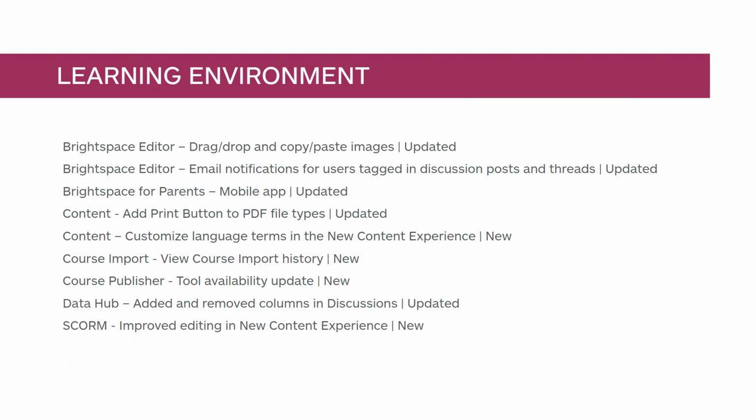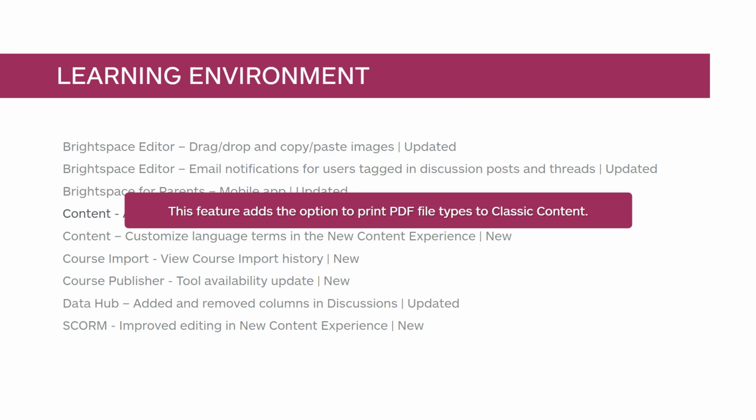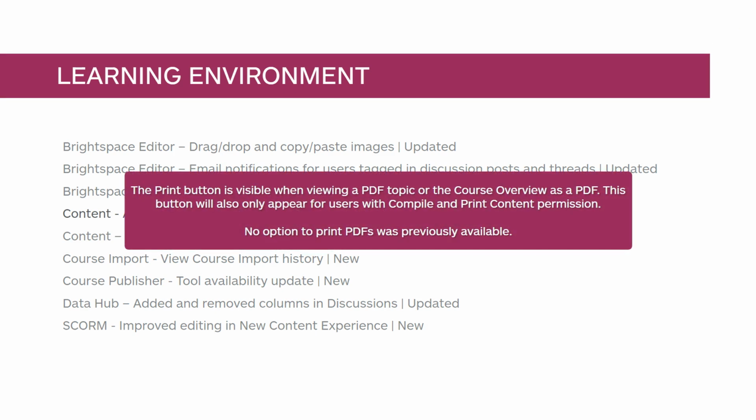Content, add print button to PDF files. This feature adds the option to print PDF file types to classic content. The print button is visible when viewing a PDF topic or the course overview as a PDF. This button will also only appear for users with compile and print content permission. No option to print PDFs was previously available.